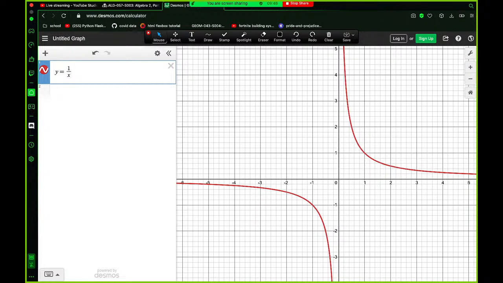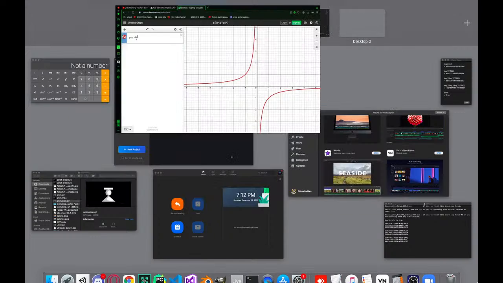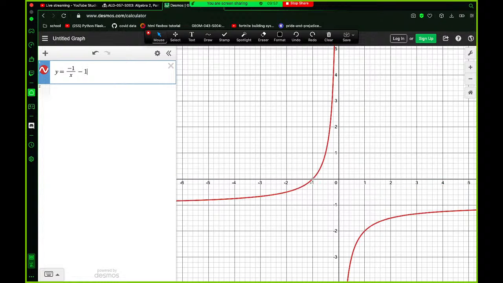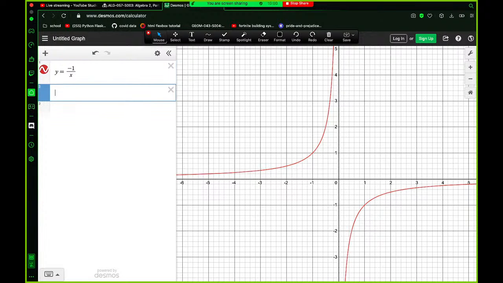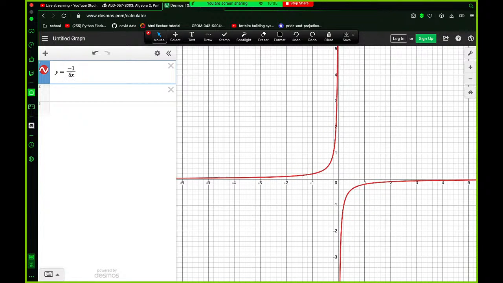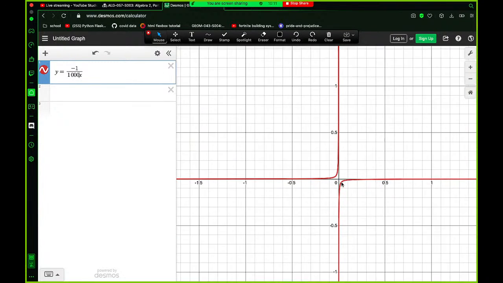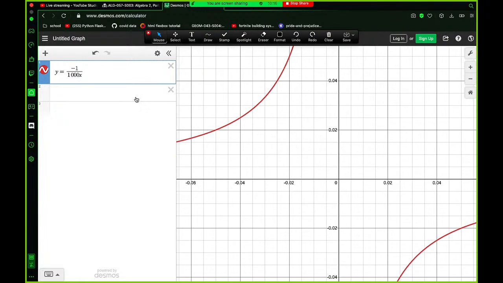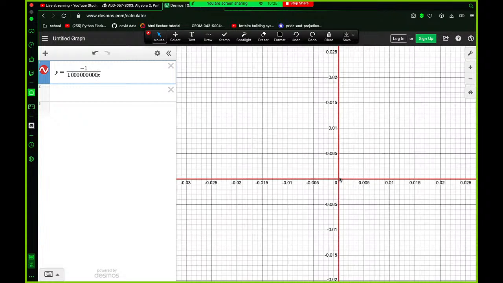And if you put a negative over here, it's going to become this way. And now you can translate it and stuff, like minus 1. So yeah, Desmos is pretty cool. And this can be 5 or 1000, so it's super close together. So yeah, that's pretty cool. You can do stuff like this.